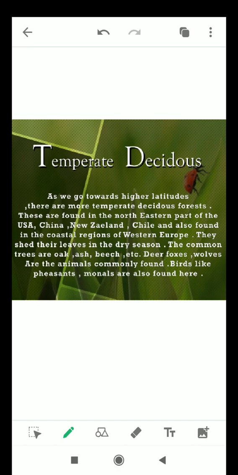Some common animals found here are bears, foxes, owls, raccoons, beavers, deer, wildcats, squirrels, snakes, etc. And birds are also found here, like the red-tailed hawk, bald eagle, nightingale, snowy owl, etc.